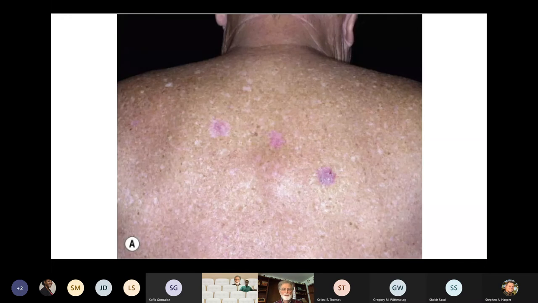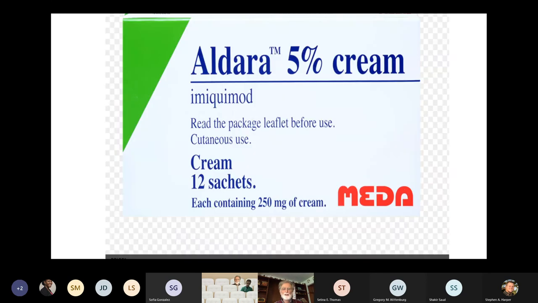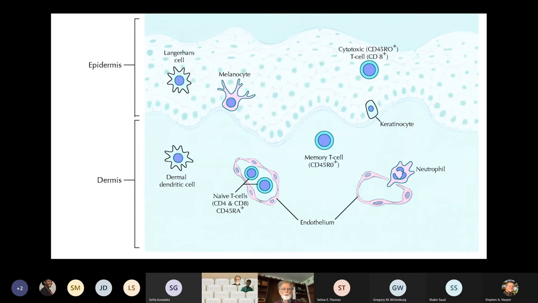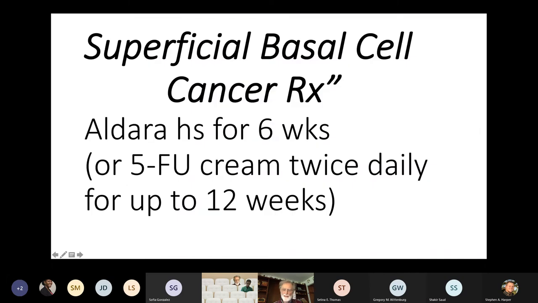A typical superficial basal cell. I've seen some dermatologists that say, "Hey, that's obviously a superficial basal cell. Let's just treat it with Aldara and see what happens." Imiquimod, how does it work? It leverages the immune system of the skin, the T cells in the skin. For some reason, some of them are called Langerhans cells. And that's how imiquimod works. You can also use 5-FU, but you have to do it more often, and for a longer period of time. 5-FU cream, 5%.